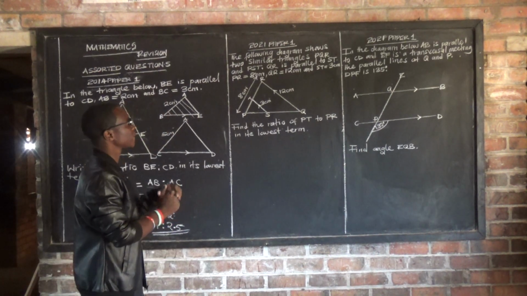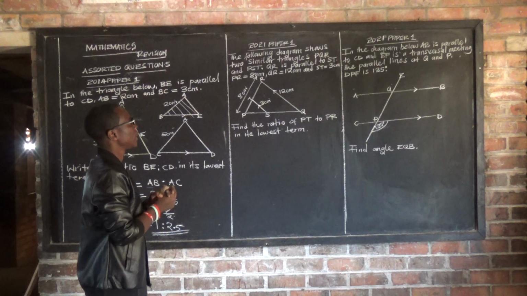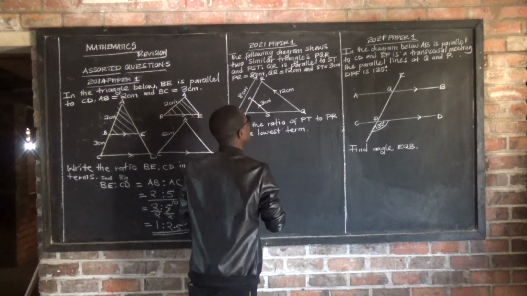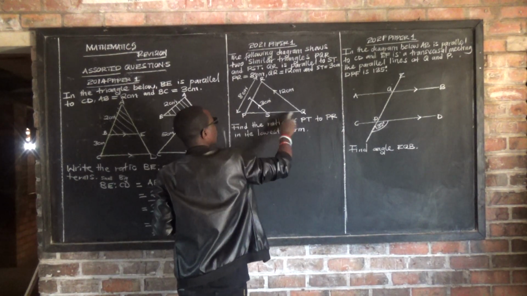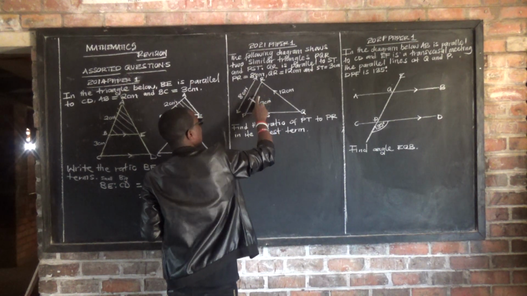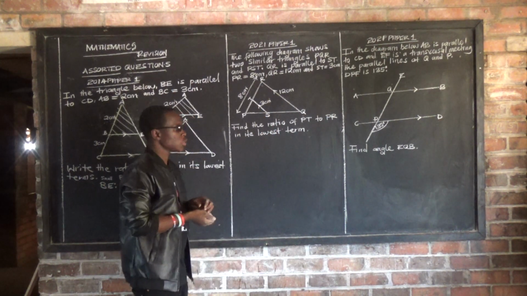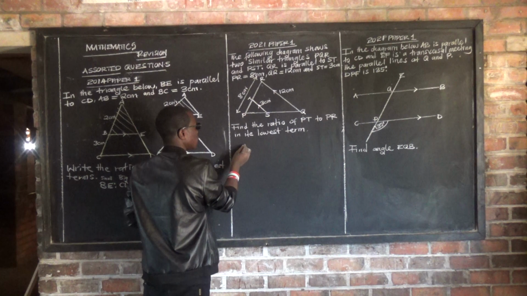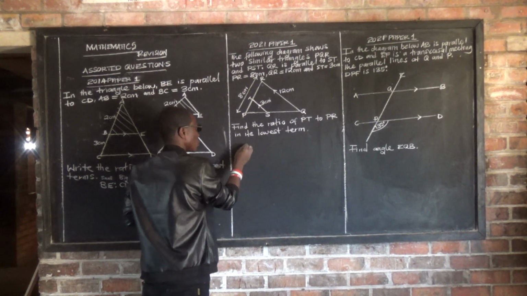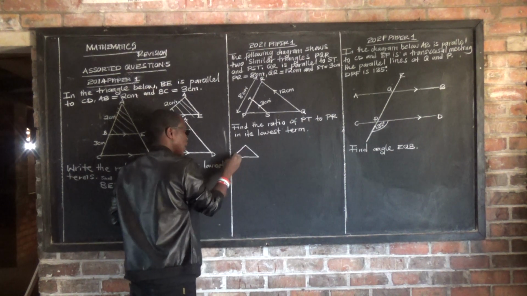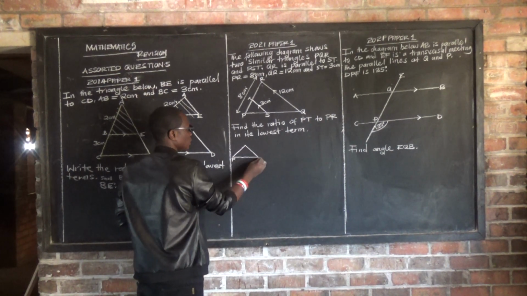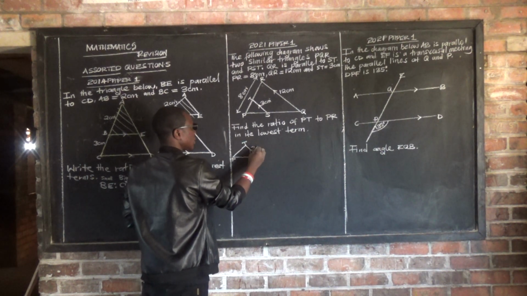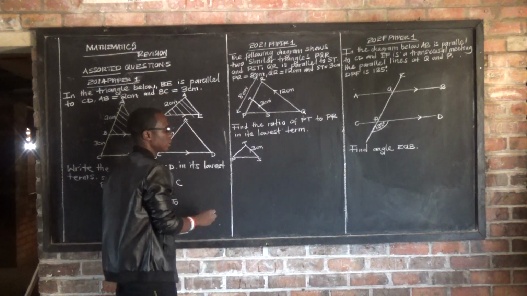Let us look at 2021. The following diagram shows 2 similar triangles, PQR and PST. So we have a small one and a big one. This is our small triangle. This is P, this is S, this is T. These are parallel. So 3 centimeters.